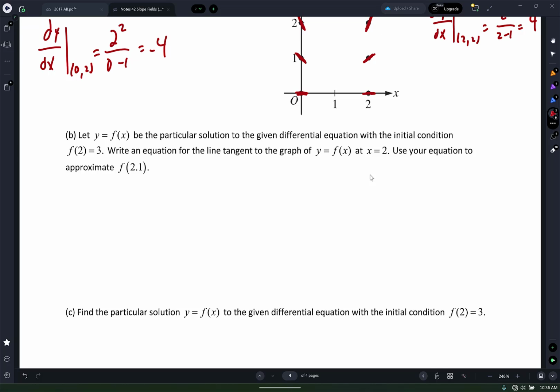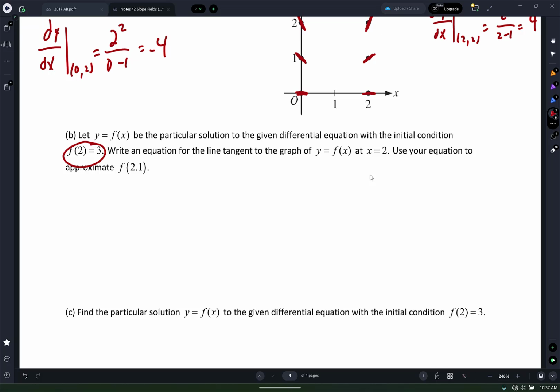Let y equals f of x be the particular solution to the given differential equation with the initial condition f of 2 equals 3, so there's my initial condition. Write an equation for the line tangent to the graph at x equals 2. Use your equation to approximate f of 2.1. All right. Ooh, I remember the loop. Tangent line, and then use that tangent line to approximate.